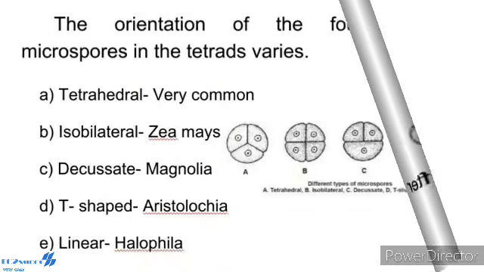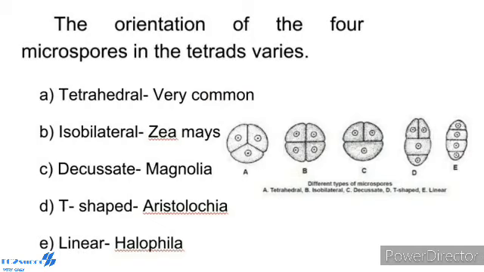The orientation of the 4 microspores in the tetrad varies. Tetrahedral is very common. Isobilateral, example Sisymbrium; decussate, Magnolia; T-shaped, Aristolochia; linear, Calophyllum.